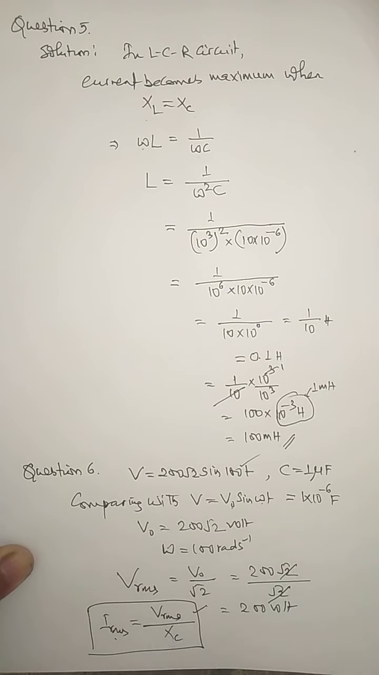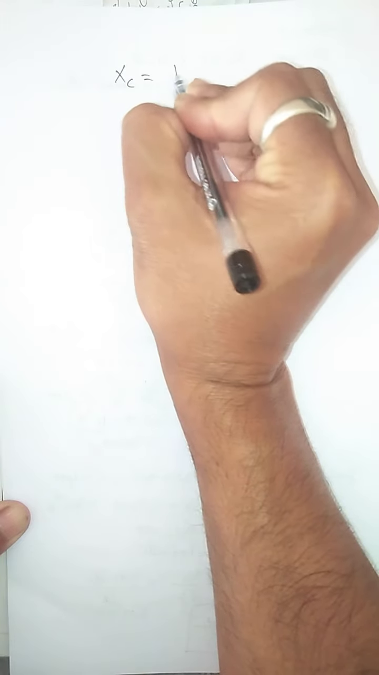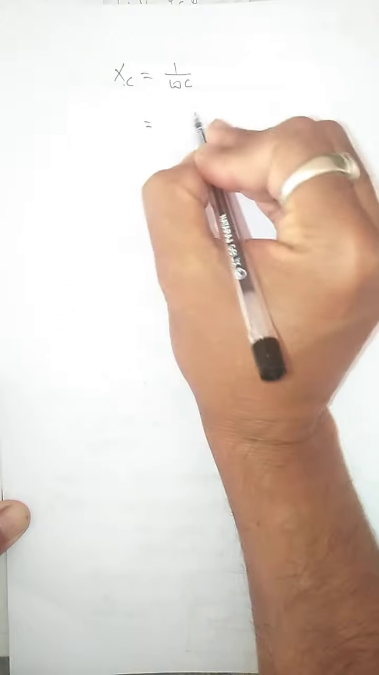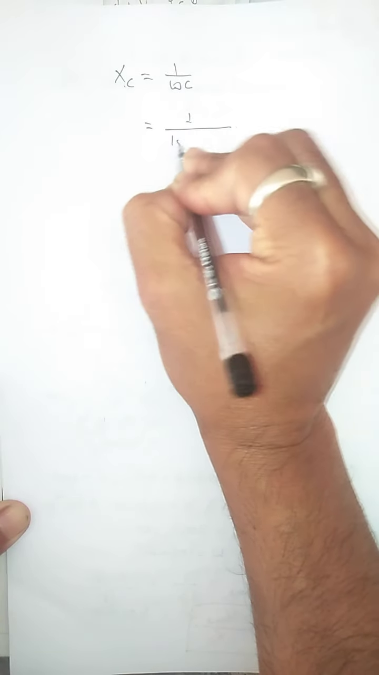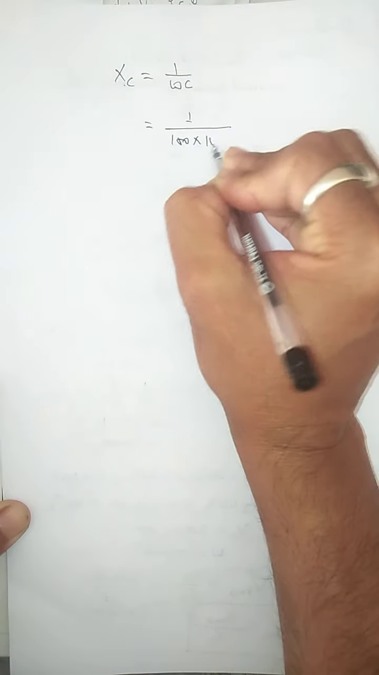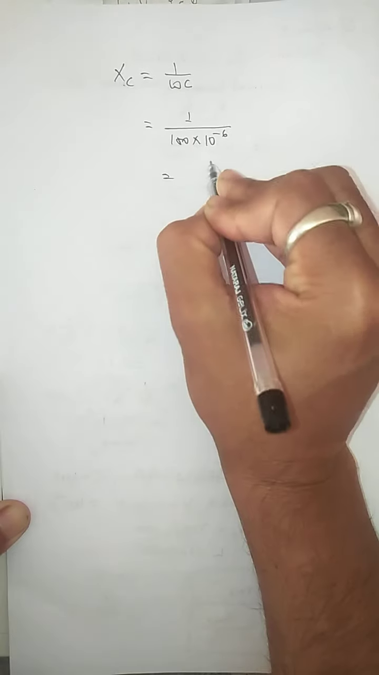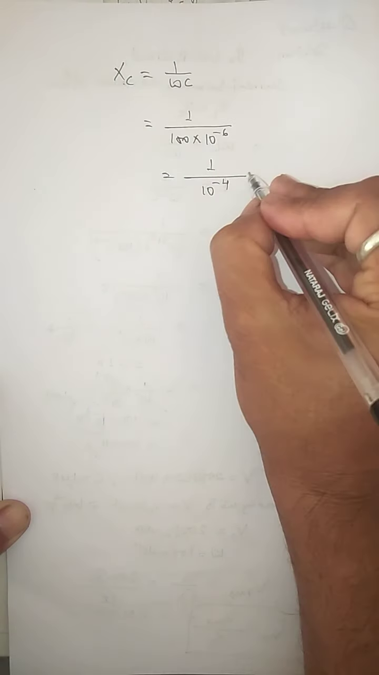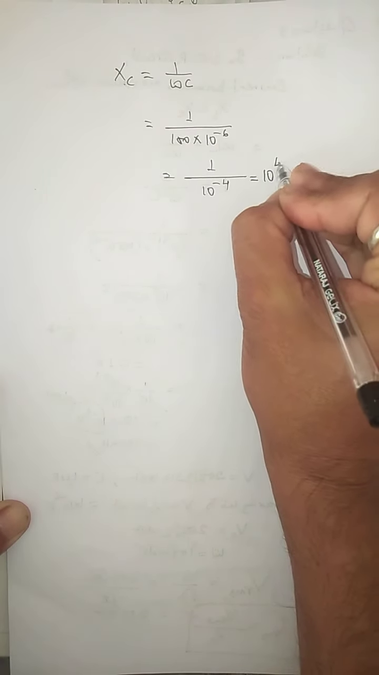So we don't know XC. Let's first calculate the capacitive reactance. Now the capacitive reactance formula, children, is 1 by omega C. Remember this: XC equals 1 by omega C. So let's substitute the values. Omega is 100, and capacitance is 10 to the power minus 6. So 1 by, this is 10 to the power minus 4, because 100 means 10 to the power 2, and 2 minus 6 is minus 4. I take this in the numerator, 10 to the power 4, and the unit is ohm. So capacitive reactance is measured in ohm.